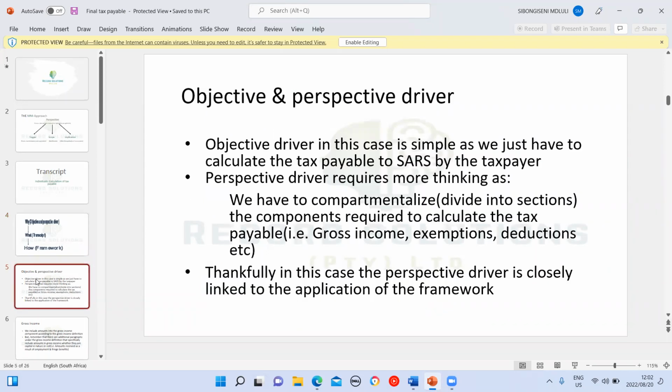For this topic, tax payable, the objective driver is simple, as you just have to calculate the tax payable to SARS by the taxpayer. But the perspective driver requires more thinking, as we have to compartmentalize, like divide into sections, the components required to calculate the tax payable, i.e. gross income, exemptions and deductions, etc. And thankfully, in this case, the perspective driver is closely linked to the application of the framework. So there will be no issues there.